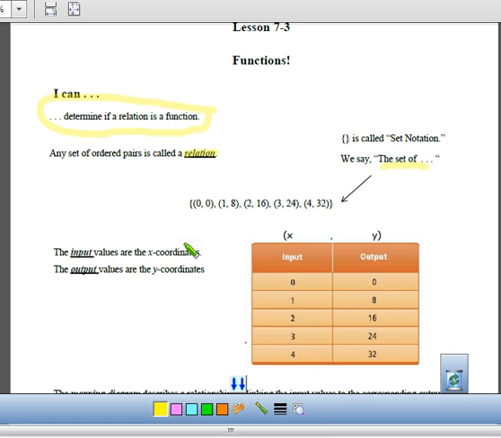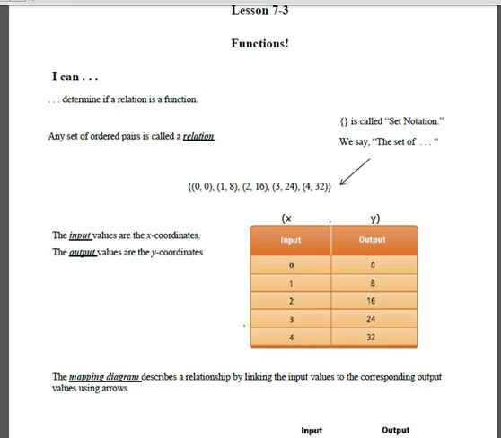Alright, some other terms we're going to talk about. The input values. The input values are the x coordinates. All the x values are the input. So if you look at our set of ordered pairs up here, 0, 1, 2, 3, and 4, those are all our input values. The output values are all the y coordinates. Okay? 0, 8, 16, 24, and 32. So output goes with the y values, input goes with the x values. And we've already been talking about that in math, so that should make sense too.